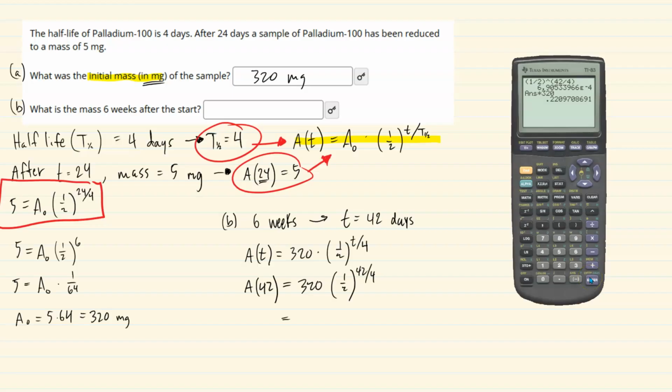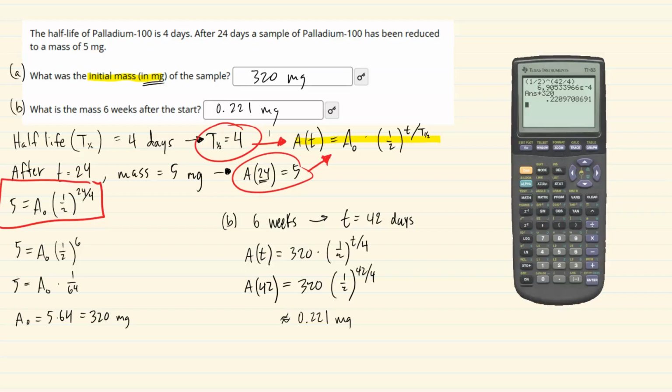That would be 0.221 approximately, and that's in milligrams. The units are milligrams for the mass. So we'll put that in here: 0.221 milligrams. It probably doesn't want the units if you're inputting it into MyOpenMath. And that is our final solution.